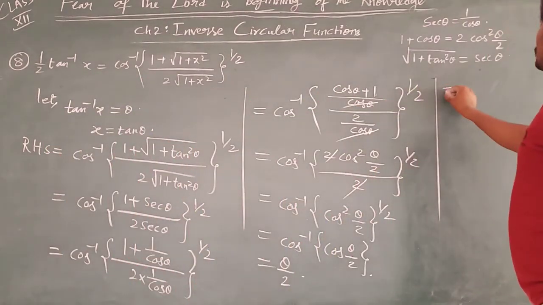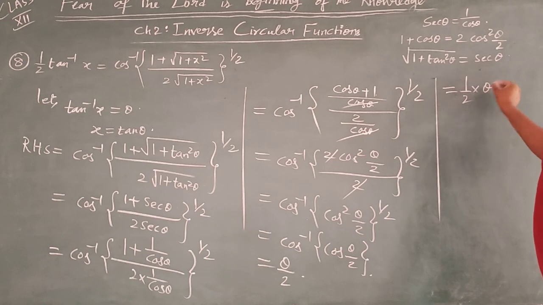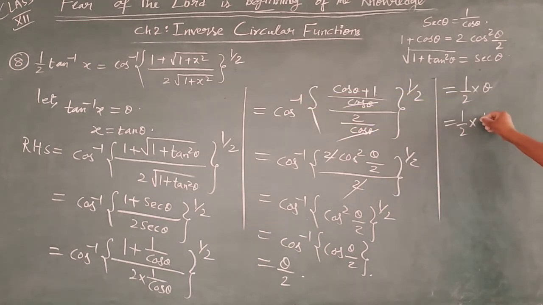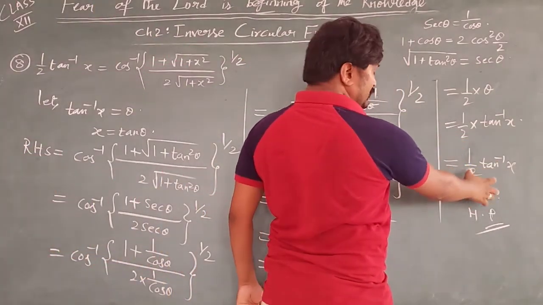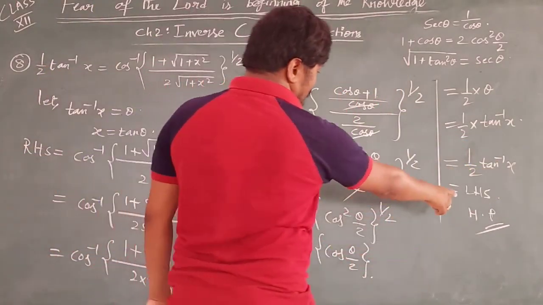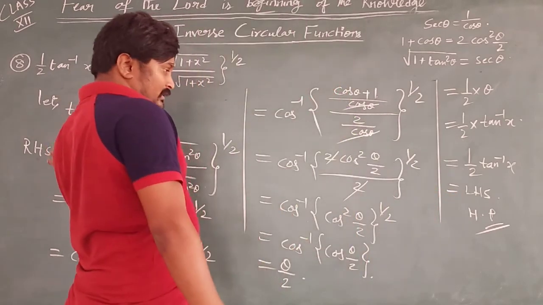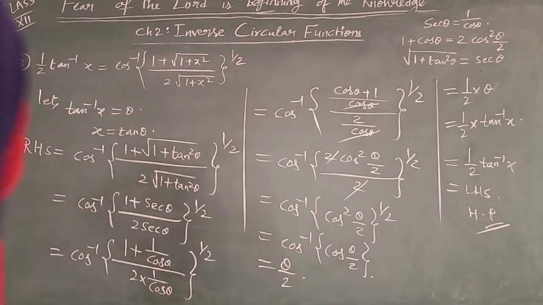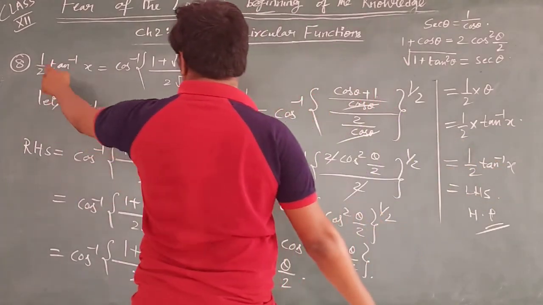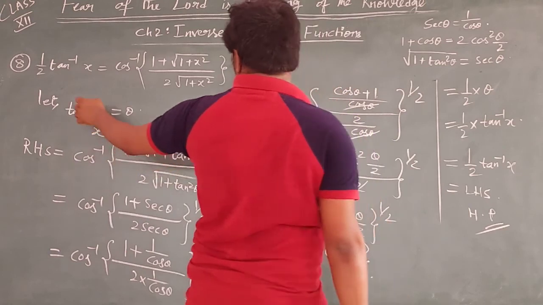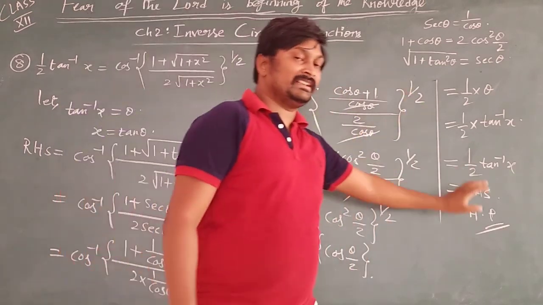So now that is equal to half into theta. What is theta? Theta is nothing but tan inverse x. So half into tan inverse x, you can write it as half tan inverse x, that is your LHS. So now LHS is equal to RHS, so hence it is proved.